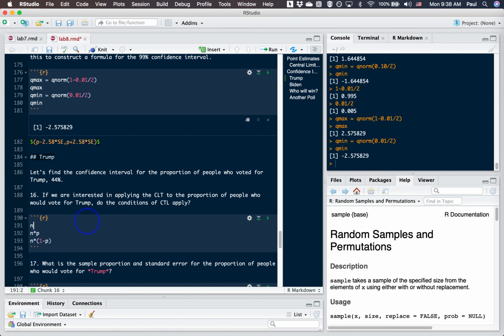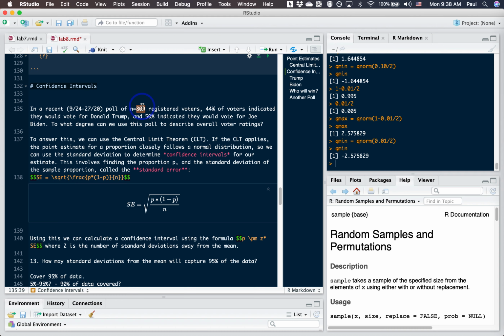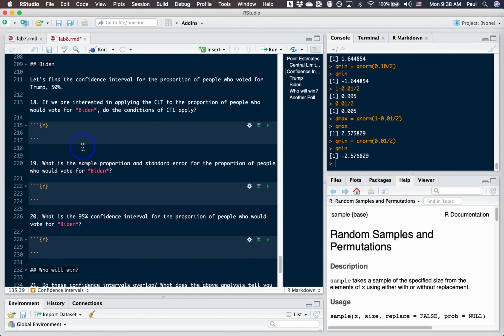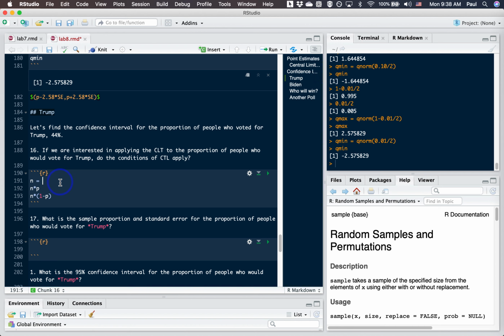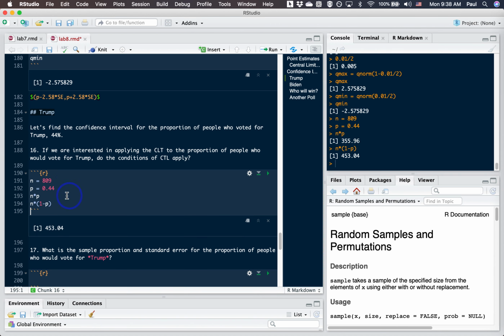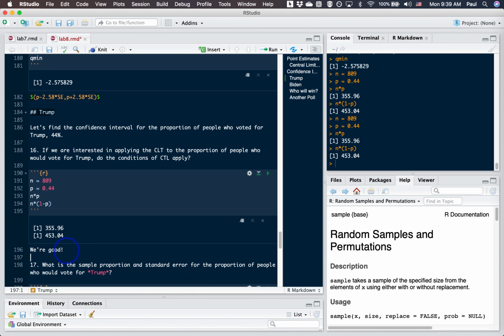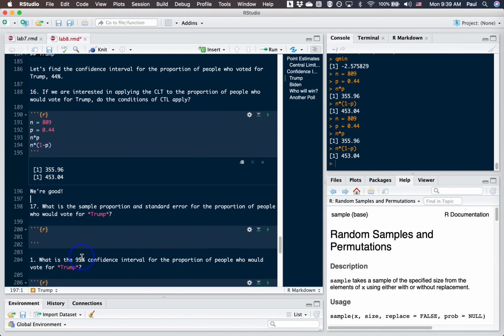So what is n in this study? N, I believe, was 809. 809 people were surveyed for this. And the sample proportion was 0.44. So if we run that, notice all these values, n times p and n times 1 minus p, are greater than 10. That's just a check we have to do to make sure we're not dealing with too small of a sample size. So we're good, assuming the voters were selected randomly, so we can assume they're independent.